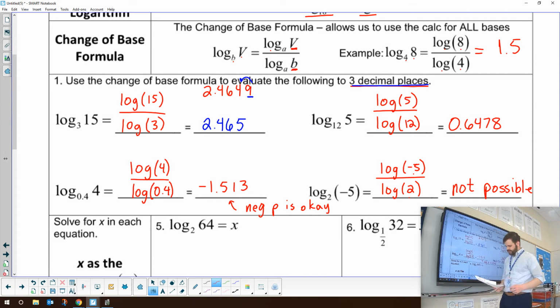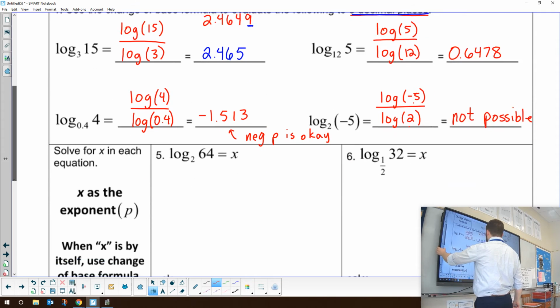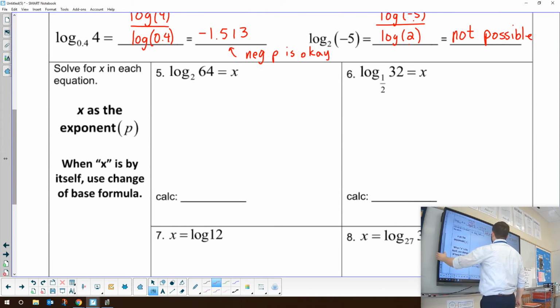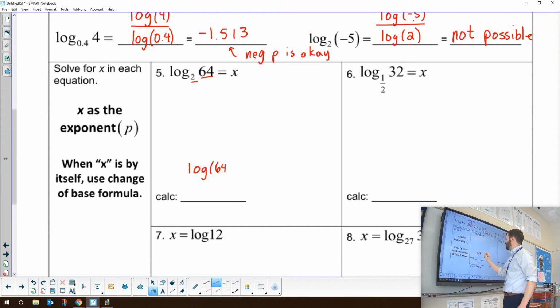All right, let's dive in here and solve for x for each one of these. For number 5, what we are doing here is we have this equals x, and we're just going to plug this into our calculator, work it out, and write out what our calculation is. It's just going to equal x. On this one, we have a value of 64 and a base of 2. So we're going to have log of 64 over log of 2, and that's going to equal my x value.